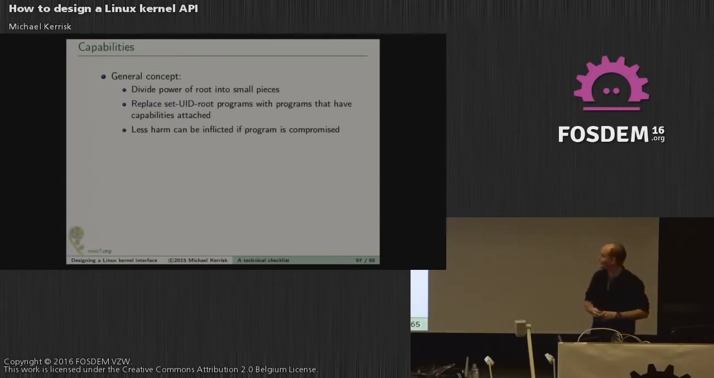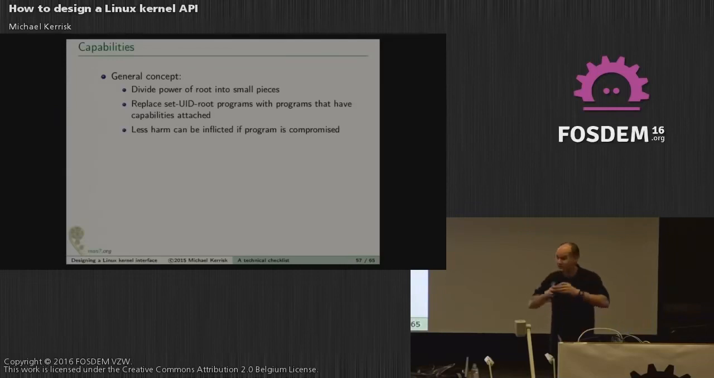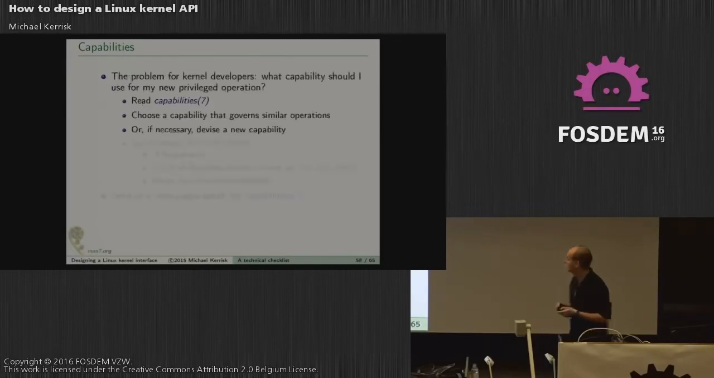Capabilities. Capabilities are one of my favorite amusing stories. Probably many of you are familiar with capabilities. The idea is to divide the power of root into small pieces. Instead of having set user ID programs on your system where you've got an application that has the power to do everything on the system if it gets compromised by an attacker, the program just has a few capabilities, and if it gets compromised, then it's much harder for the attacker to make the program do dangerous things.